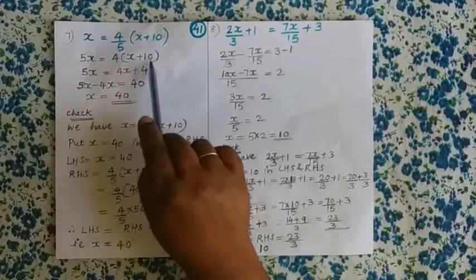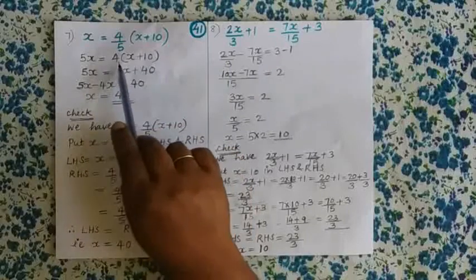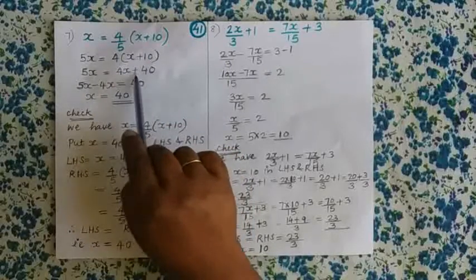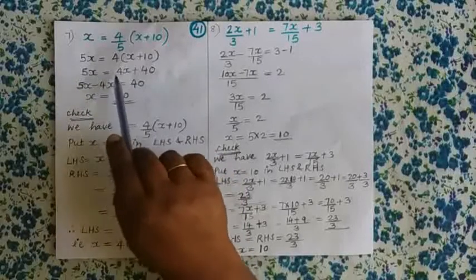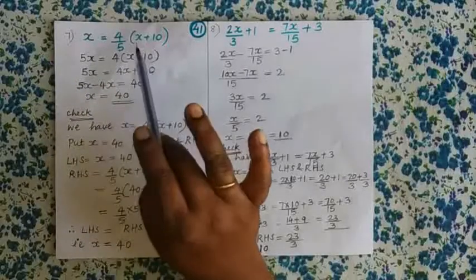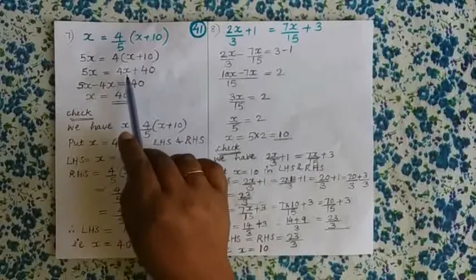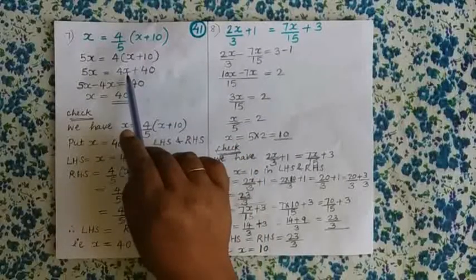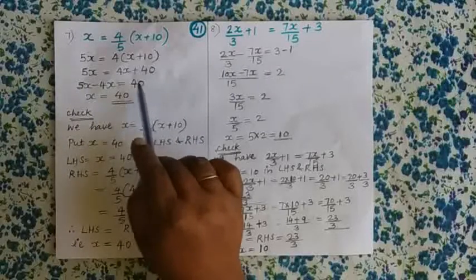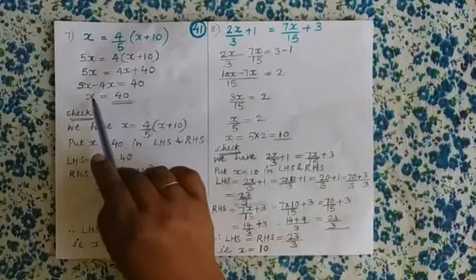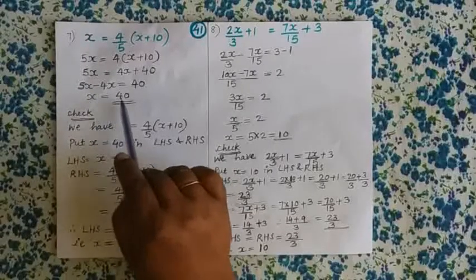That is why 5x is our LHS and RHS is 4 into (x plus 10). You know, 4 into (x plus 10) we can write as 4x plus 40. So RHS has become 4x plus 40. So 5x is equal to 4x plus 40 is our equation. Now transposition we are doing again. That means x terms on one side. 5x minus 4x is equal to 40. So what is 5x minus 4x? x. So x is equal to 40.